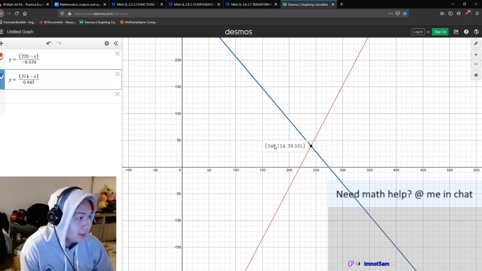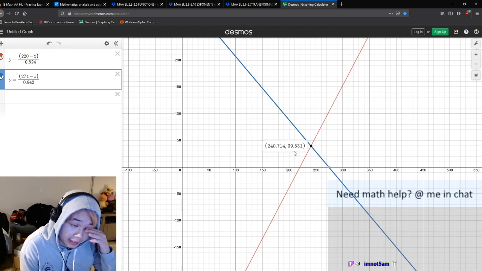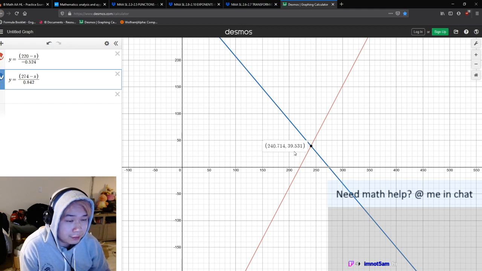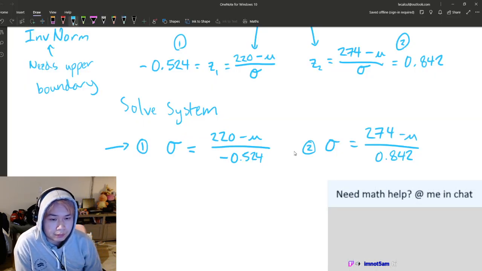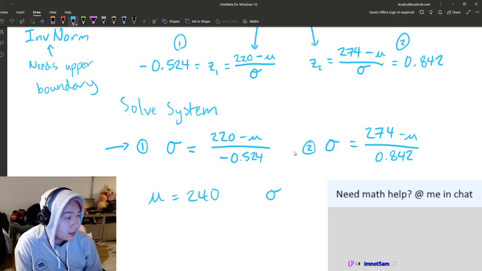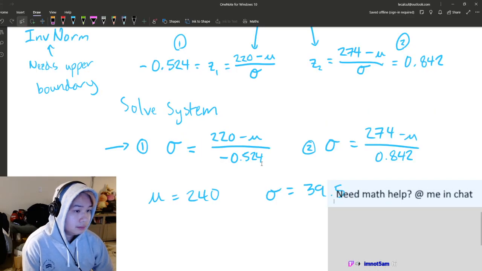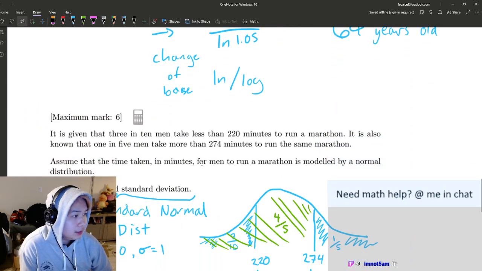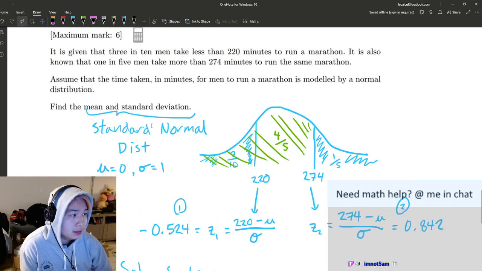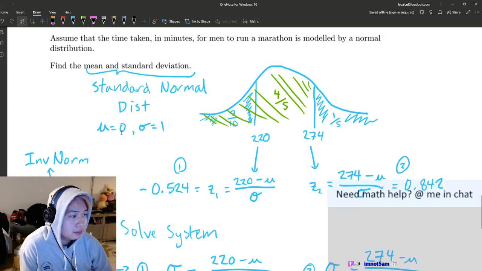So again, my x variable represents mu, my y variable represents sigma. So I have a mean of 240.7 and a standard deviation of 39.5. And I think that's it. So pretty standard question for finding two unknowns.